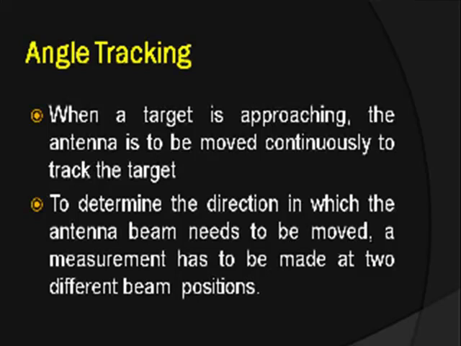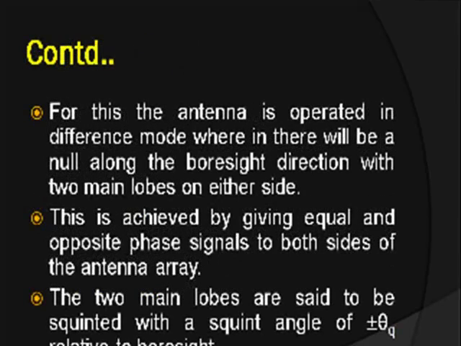To determine the direction in which the antenna beam needs to be moved so that we are able to track the incoming object, a measurement has to be made at two different positions adjacent to the target. For this, the antenna is operated in difference mode wherein there will be a null along the bore side direction and there will be two main lobes on either side of this.